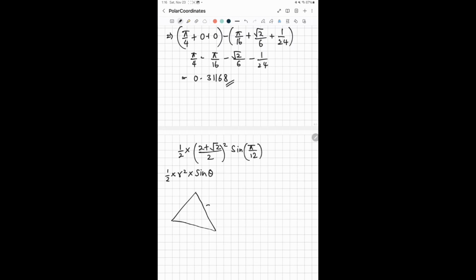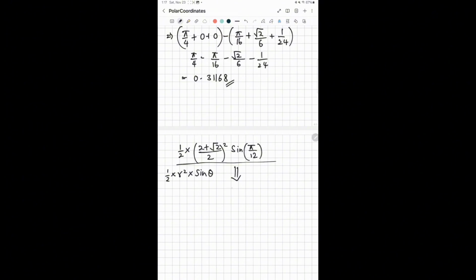So let's say this was 3, let's say this was 5, and this angle was 30 or something. So you can just write half into 5 into 3 into sine 30. You can do it like that. Okay, so then I'm just going to put this in the calculator and get the area for the triangle: half into (2 + √2)/2 squared into sine pi over 12.